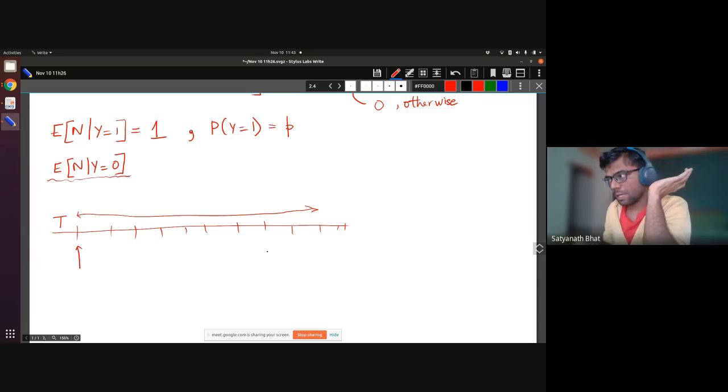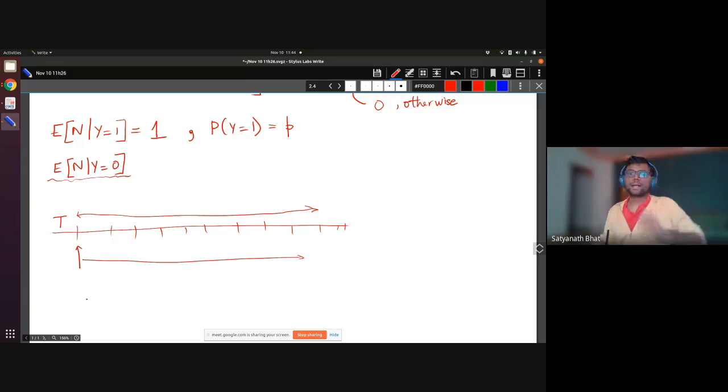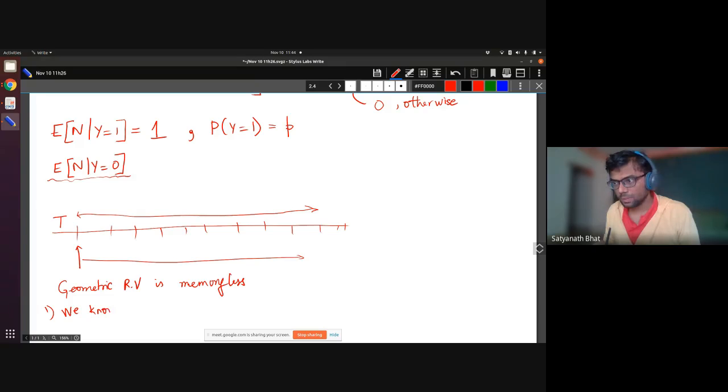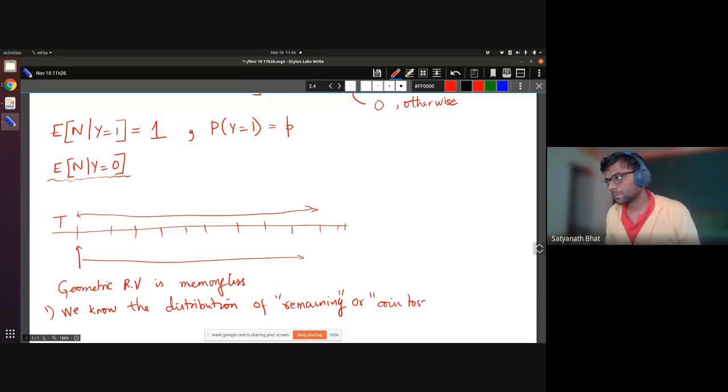Now when I start observing from here, we know that the geometric random variable is memoryless. So if you look at the rest of the lifetime, however long it takes before you see the first head, that will continue to have the same geometric distribution. So the distribution of the remaining coin tosses henceforth will also be geometric.